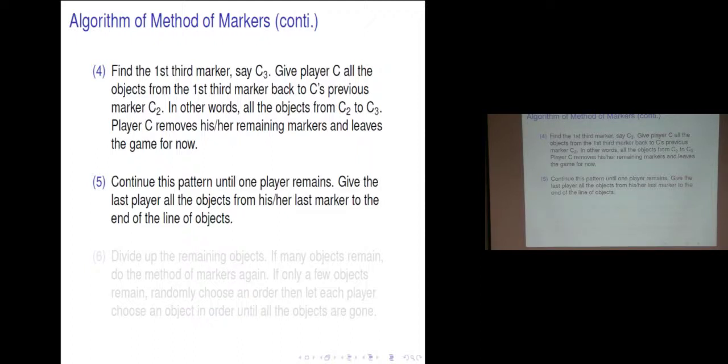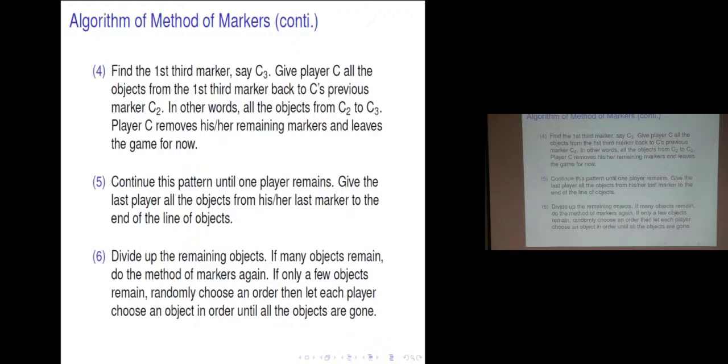Give the last player all the objects from his or her last marker to the end of the line of objects. So that's the allocation based on the markers. And then the final step is to handle the leftovers. Divide up the remaining objects. If many objects remain, do the same method. If only a few items remain, just randomly choose an order and let each player choose objects until the objects are gone.